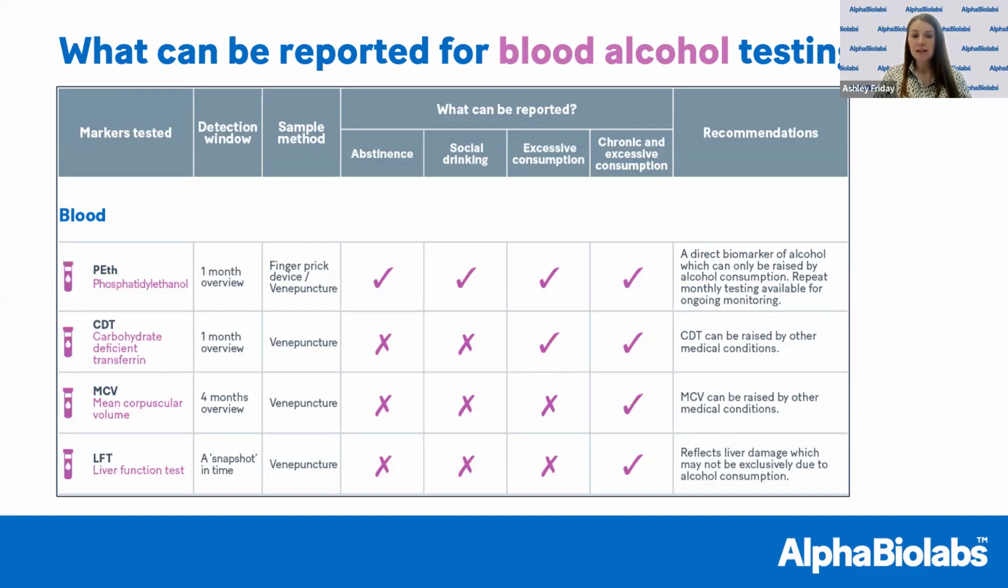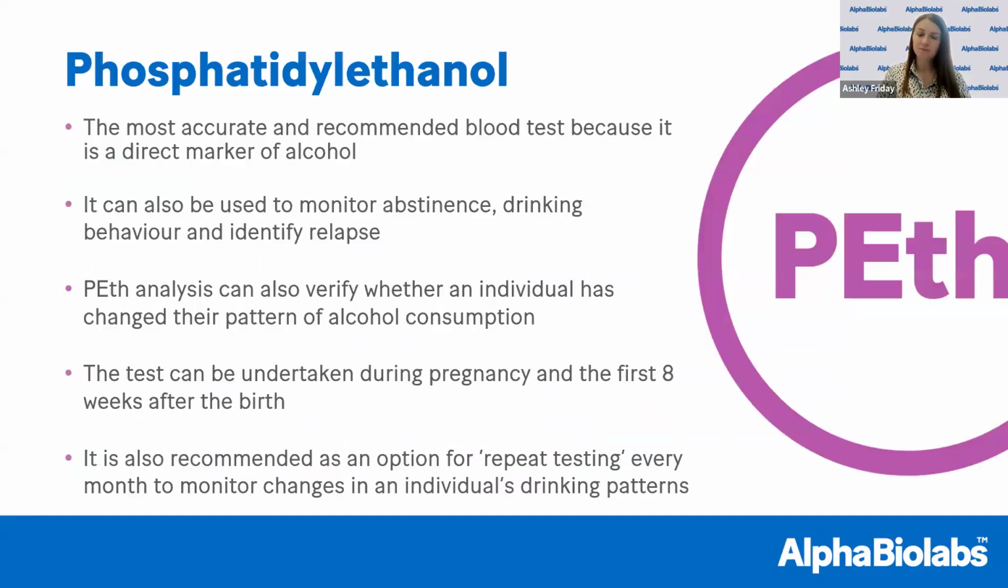But we also offer CDT, MCV and LFT testing, all of which test for chronic and excessive consumption, and then ETG can also test for excessive consumption. It is important to bear in mind that if you do choose CDT, MCV or LFT testing, they can be influenced by other factors as shown in the recommendations column on this screen. So it's always worth doing them together, not testing them in isolation and using them as the sole proof of alcohol consumption. If we were to recommend one, we would always state to go with PEth testing.